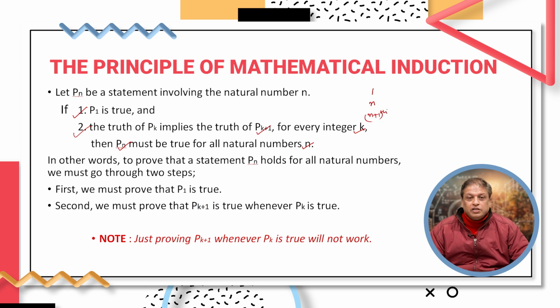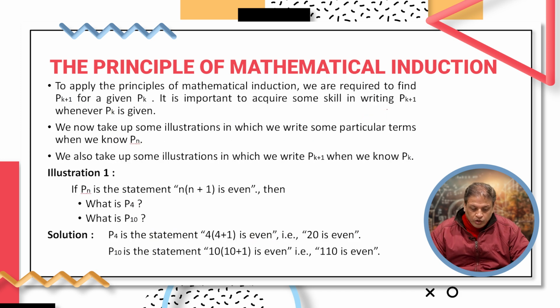It is to be noted that just proving Pk plus 1 whenever Pk is true will not work. Let us see how. But before understanding that, we need to know how Pk plus 1 is to be written. We need to understand how to formalize the expressions.